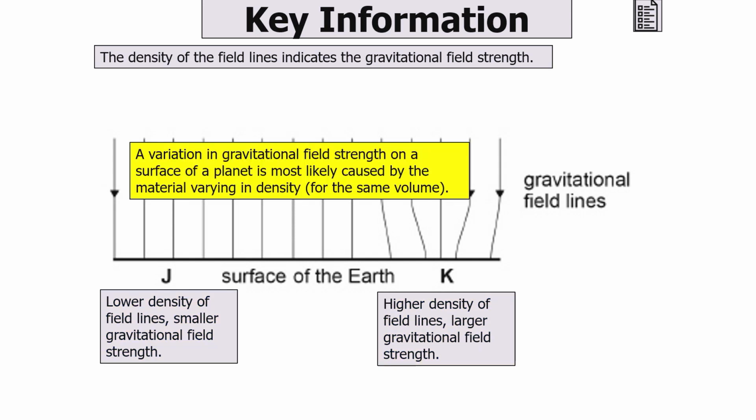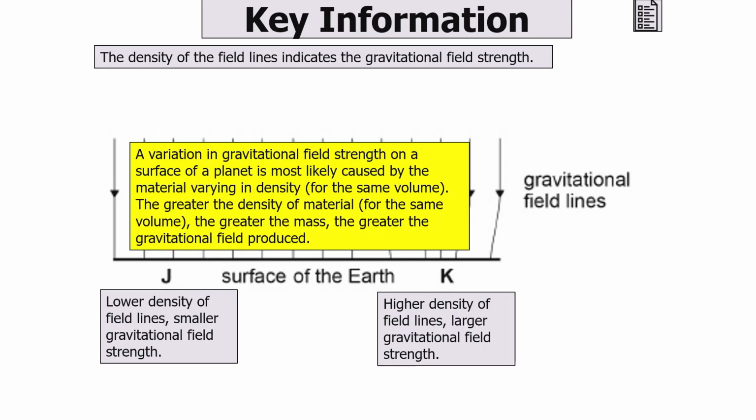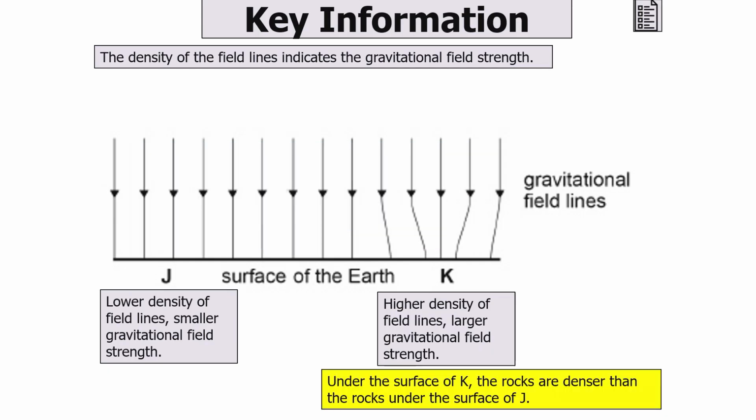So a variation in the gravitational field strength on a surface of a planet is most likely caused by the material varying in density for the same volume. The greater the density of material for the same volume, the greater the mass, the greater the gravitational field produced. So in this instance, under the surface of K, the rocks are denser than under the surface of J.